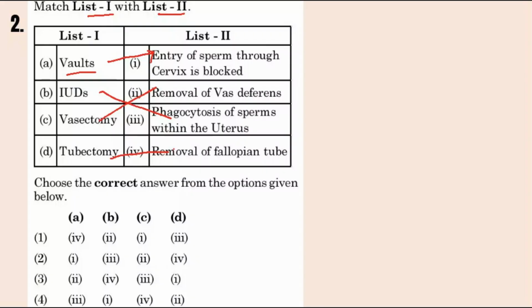So now here, which will be the answer key? Choose the correct answer from the options given below. What should come? So that is correct. B should come as 3. So that is also correct. Then C should come as 2. And D will come as 4. So the correct answer is option 2.